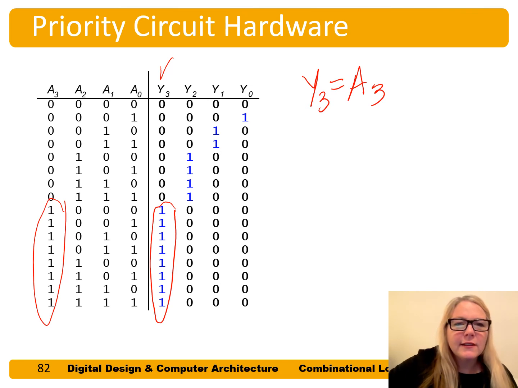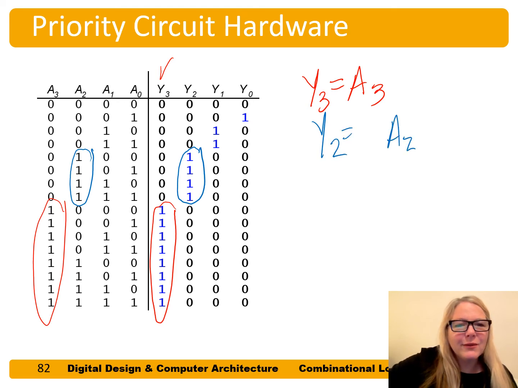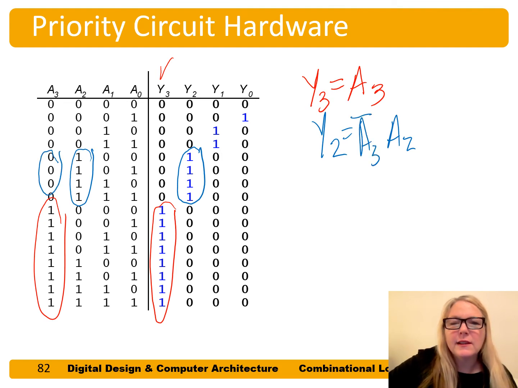All right, let's look at y2. Well, y2 is 1 when a2 is 1. So we would be tempted maybe to write it just like this, y2 equals a2, but that would make it assert here as well, and we don't want that. So y2 equals a2, but preceded by a3 being false. So a3 has to be false, a3 bar, and a2.